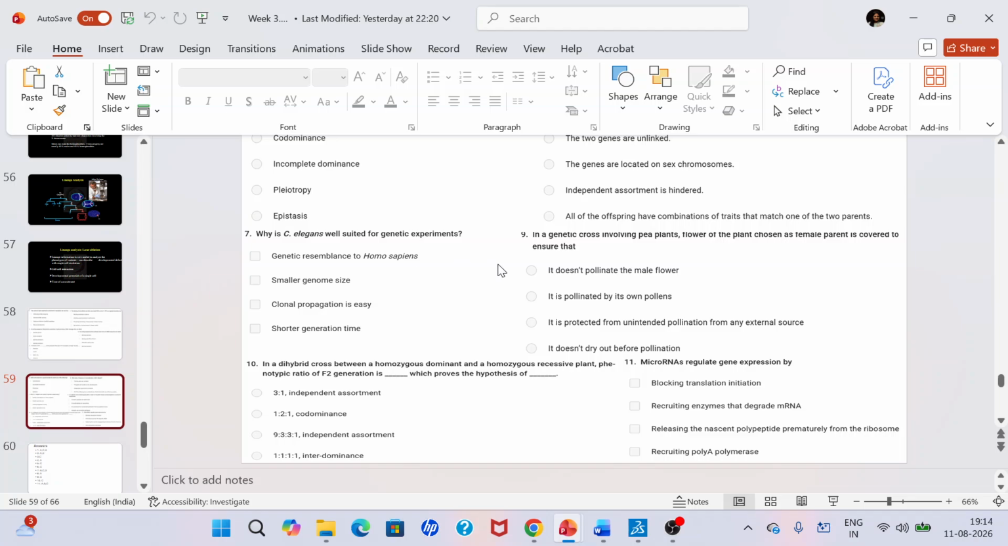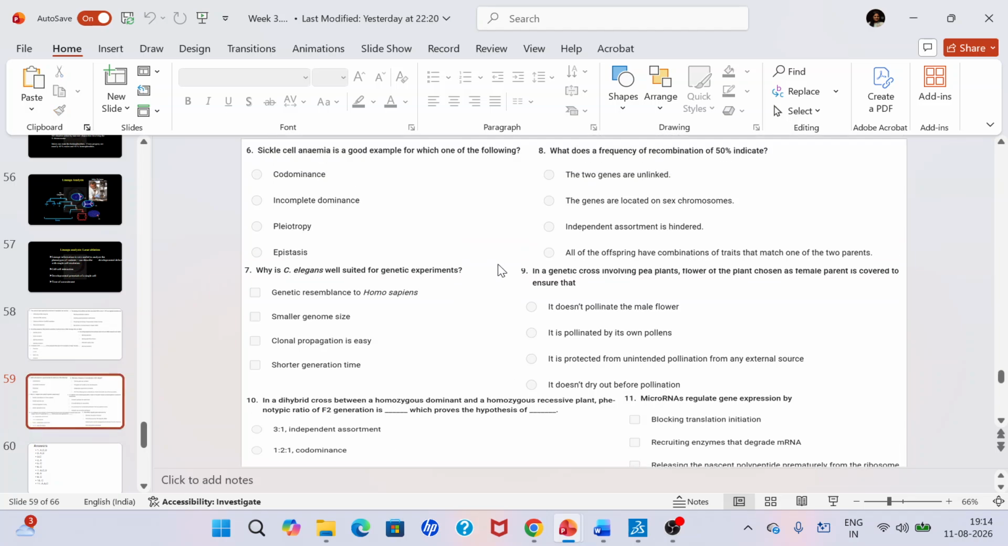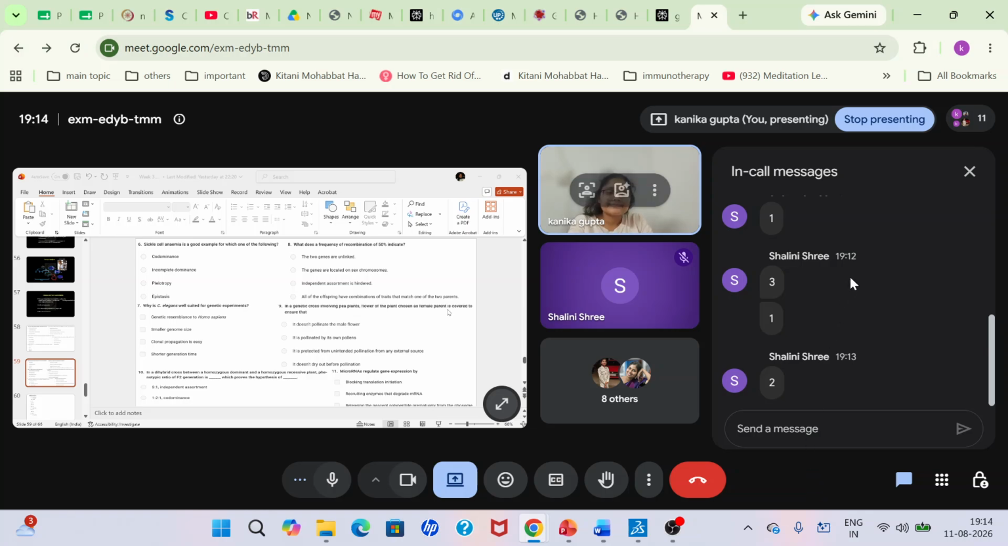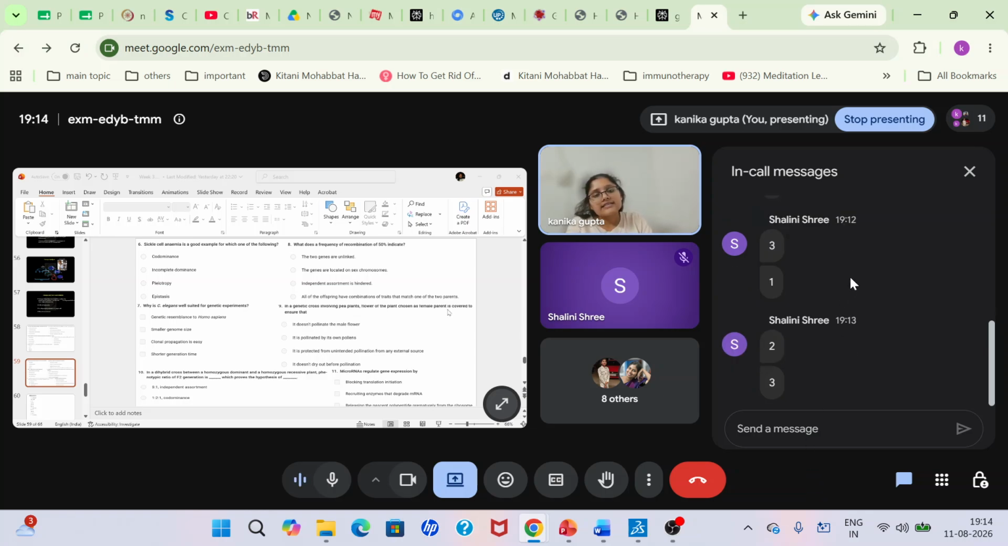Question number 6. Sickle cell anemia is a good example of which of the following? Yes, it is pleiotropy. Pleiotropy is the phenomenon of which sickle cell anemia is a good example.